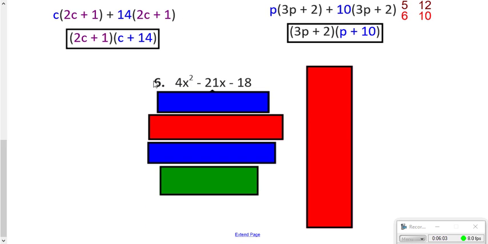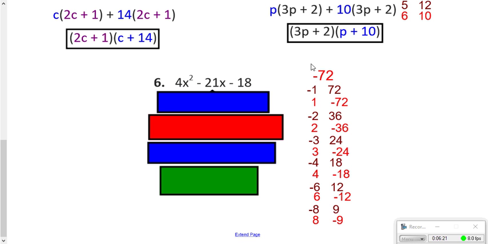And the last one of our warm-up, number 6. Just like before, we always look for a greatest common factor. 4, negative 21, and negative 18. There is not a greatest common factor that can go into each of those, so we begin our AC method. 4 times negative 18 will become negative 72. Negative 72 can break into all of these factors. So we have the positive and negative group of 1 and 72, 2 and 36, 3 and 24, 4 and 18, 6 and 12, 8 and 9.